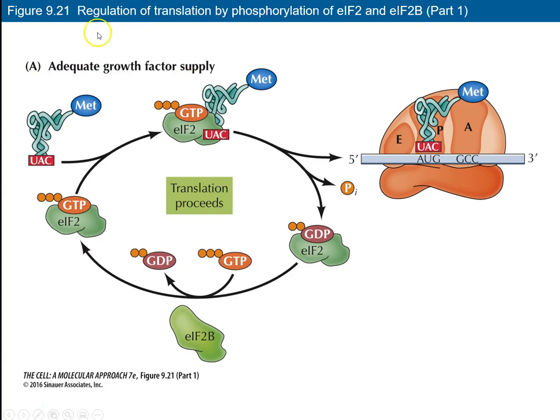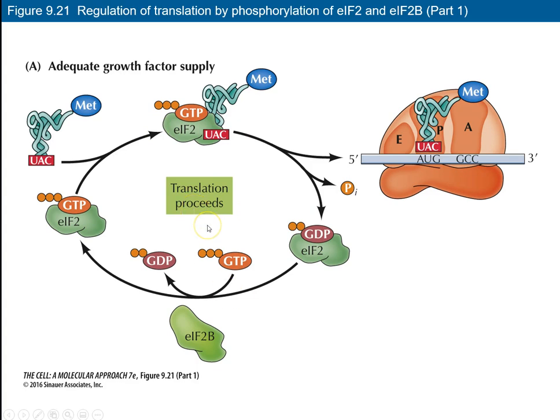Okay, so here it's showing you adequate growth factor supply. So there's plenty of growth. So think about your cells growing in the flasks that you did your cell culture on. If there's adequate growth factors in the extracellular environment, that would mean the media, then translation is going to proceed, and the cells are happy and they're going to make all the proteins they need, and they're going to carry on, okay? So that's what this is showing you here.